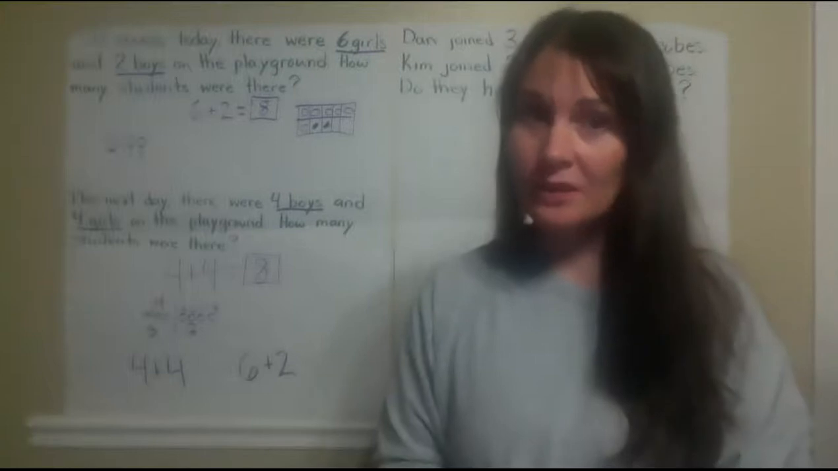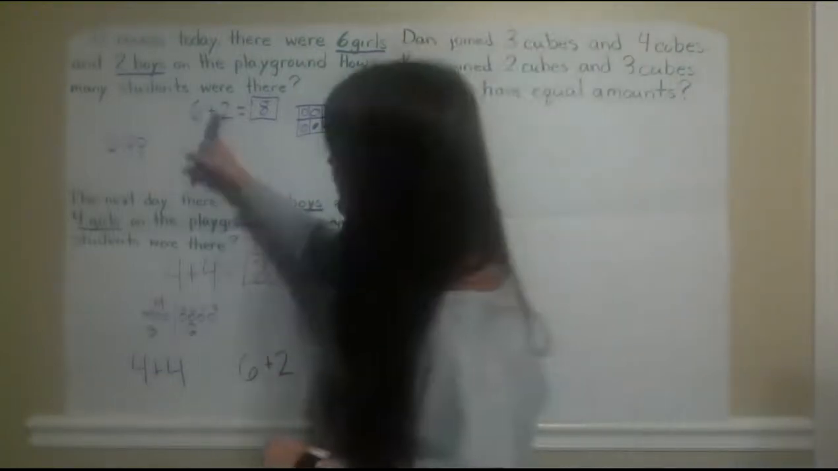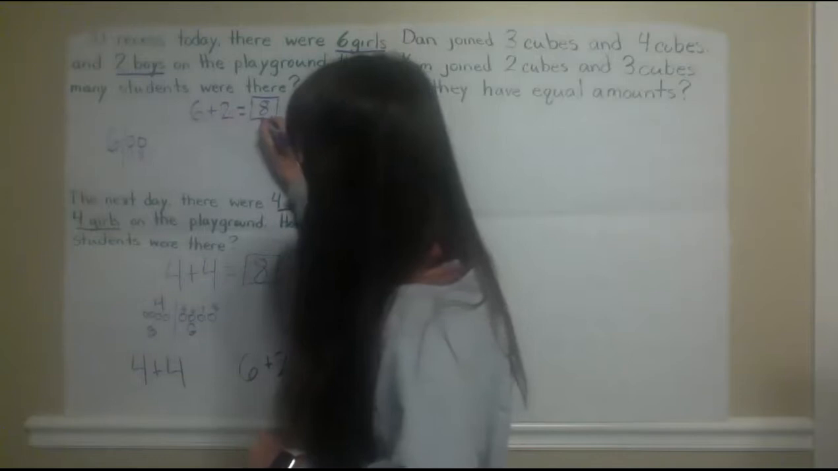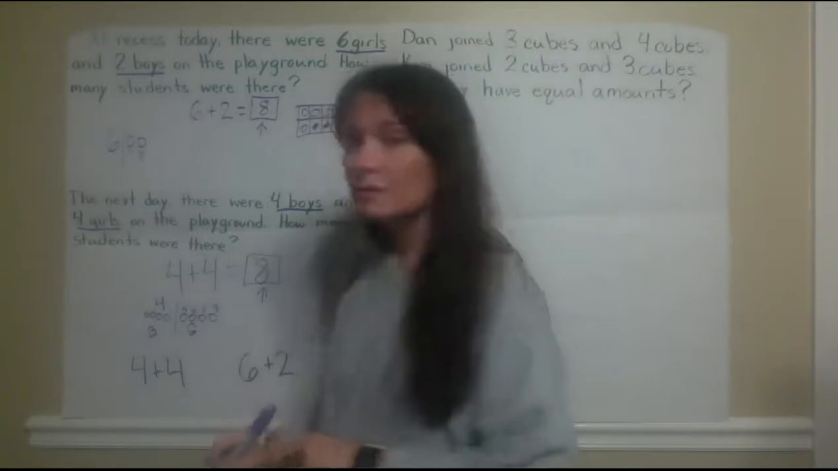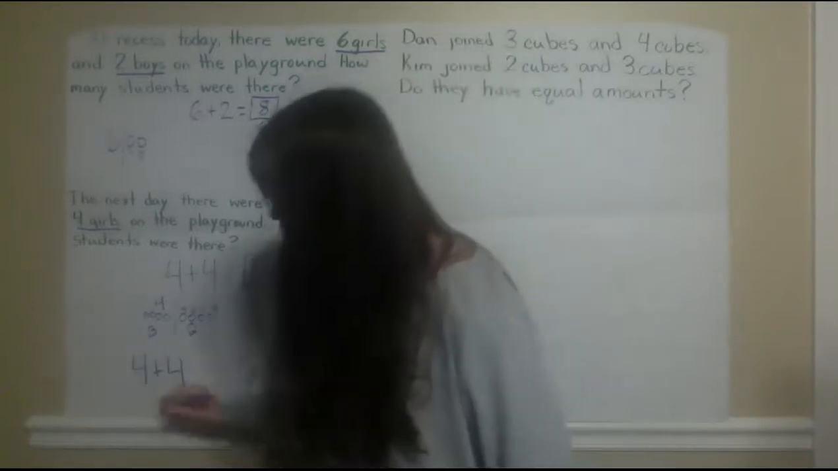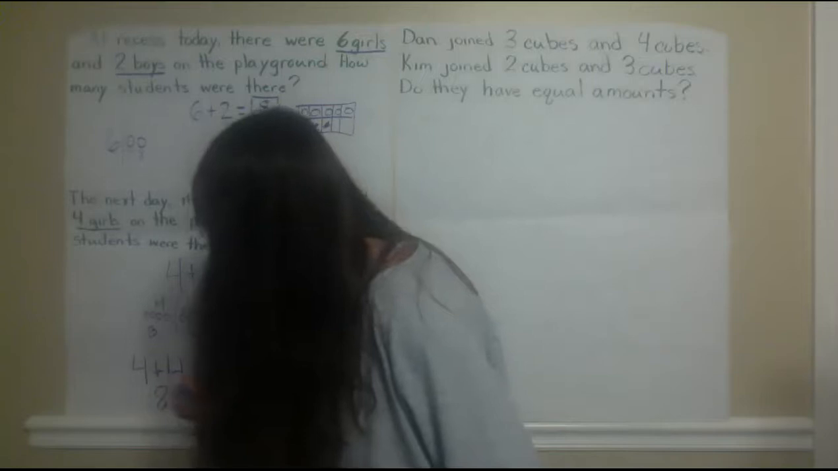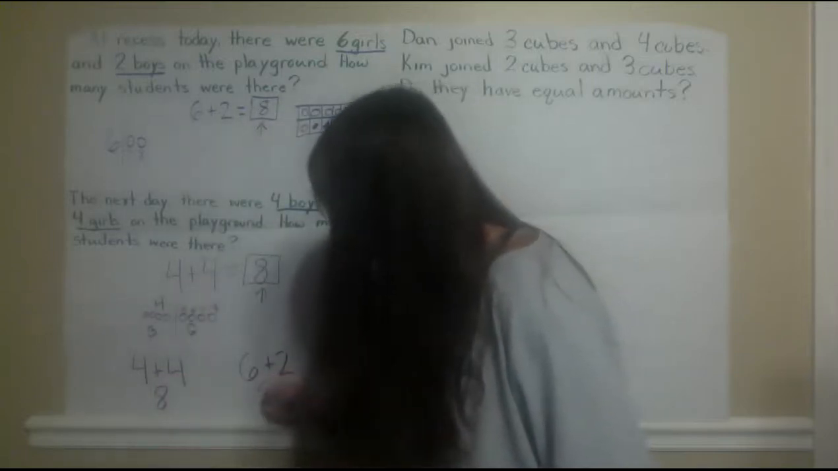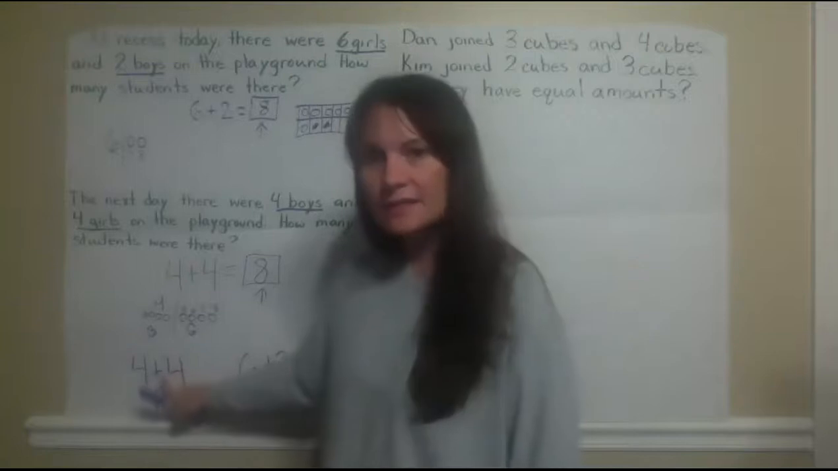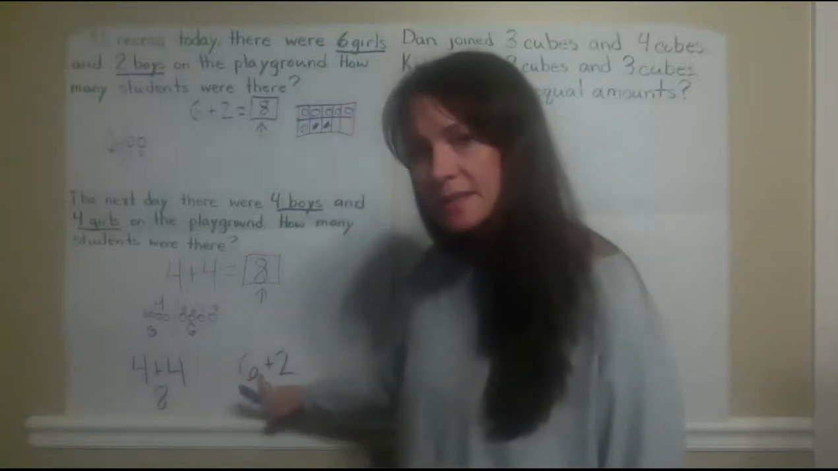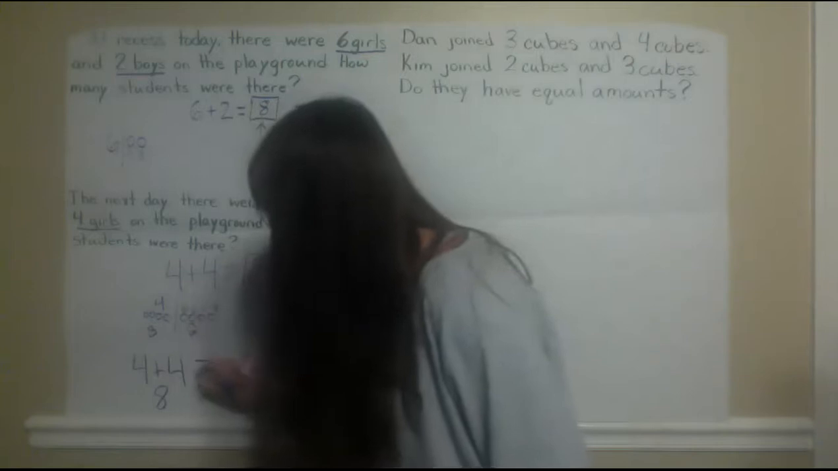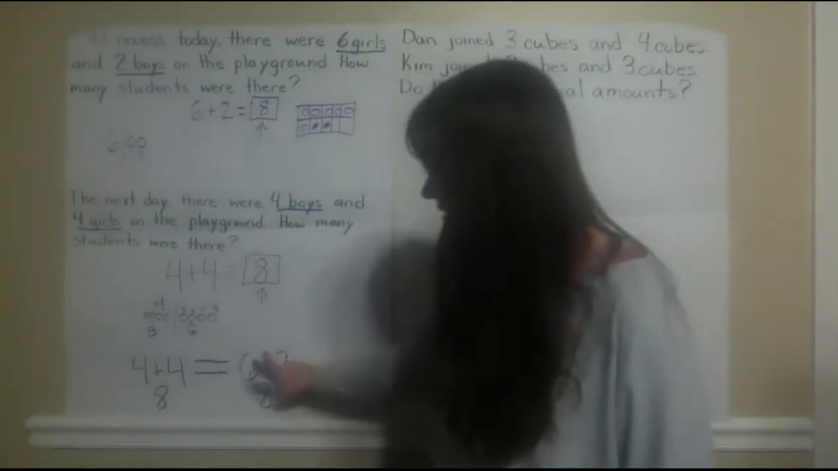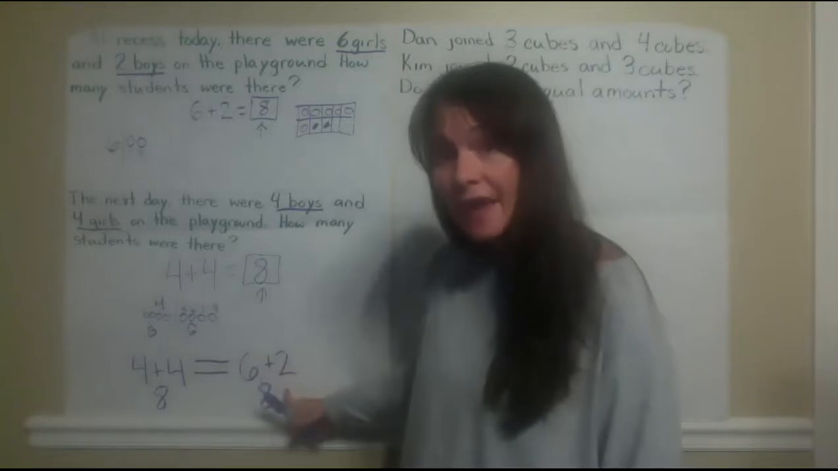I heard some great thinking going on. I noticed that 6 plus 2 more equaled 8. I also knew that 4 plus 4 equaled 8. So 4 plus 4 is 8, and 6 plus 2 is 8. What can I say about 4 plus 4 and 6 plus 2? That's right. They equal each other because they both have a quantity of 8.